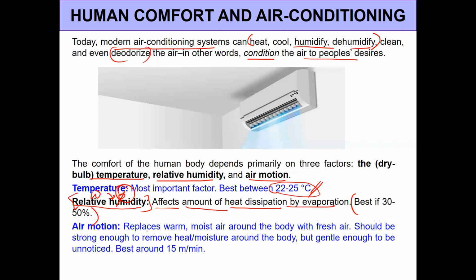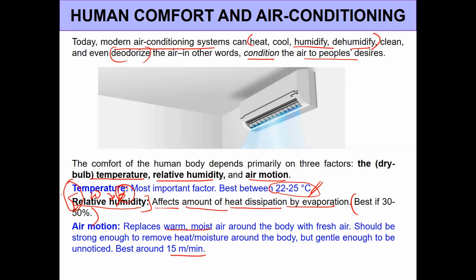You need to move the air around within the room to replace the warm, moist air around the body. The typical range is about 15 meters per minute; this is the rule of thumb, and you can move it around somewhere in this range. But of course, the most important parts are the temperature and the relative humidity.